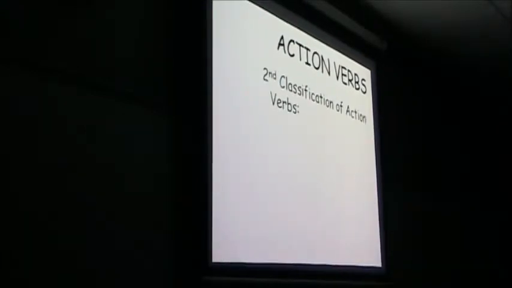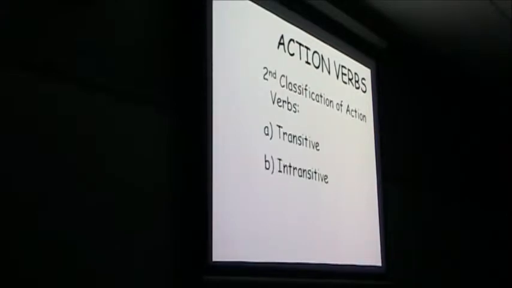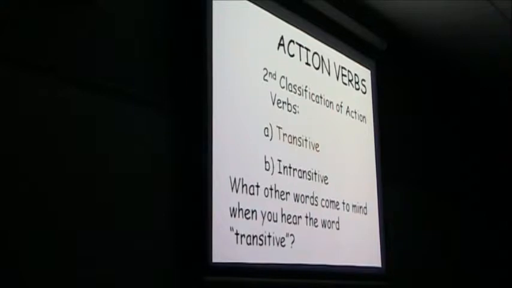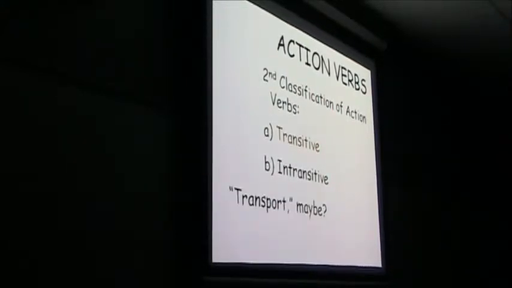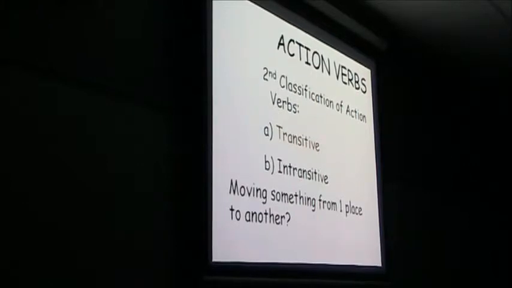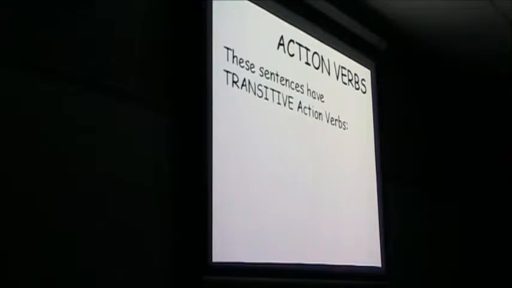Now the second classification is a lot more difficult. An action verb is either transitive or intransitive. When I say the word transitive, what other kinds of words come to mind? Transport. Okay, transport means you're moving something from one place to another. Oh, so these sentences have what we call transitive action verbs. There's some sort of transportation happening.